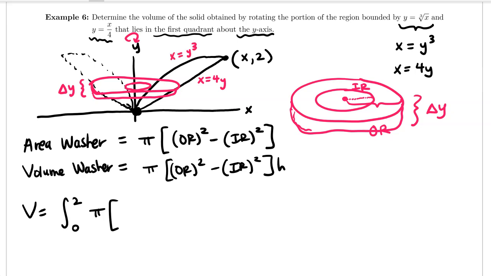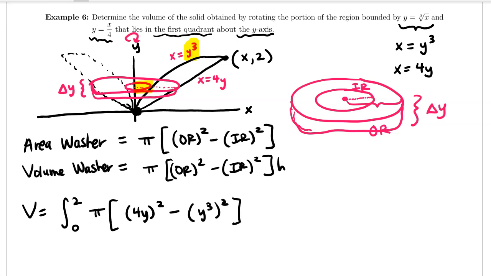And if you look, the outer radius is the one that's touching the linear curve. So our outer radius is going to be 4y. So here I'm going to put 4y quantity squared minus my inner radius, which is the distance from the y-axis to when we touch the other curve. And so that's the x value, which is y cubed in that case, when it's touching that inner curve. So that's going to be y cubed squared.